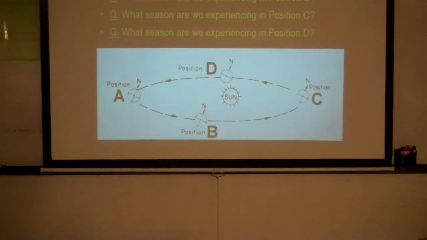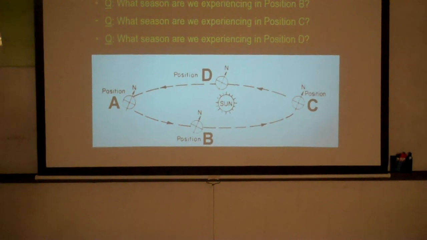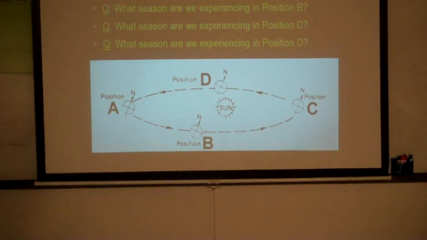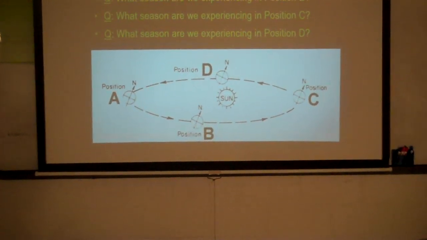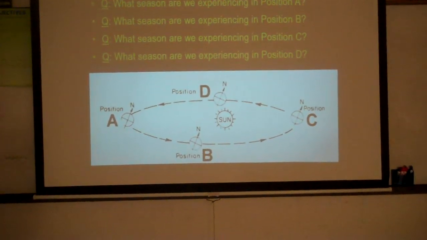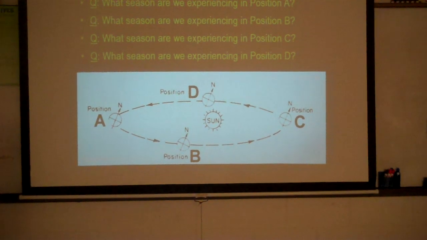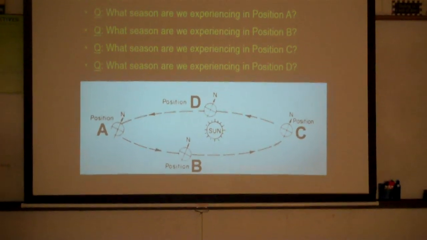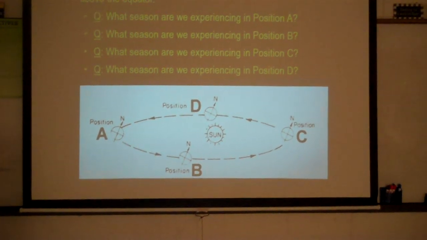All right, next one is, what season are we experiencing in position C? Are we tilted towards the sun or away? We actually are tilted away from the sun. So this is winter here. In position D, we are experiencing spring.